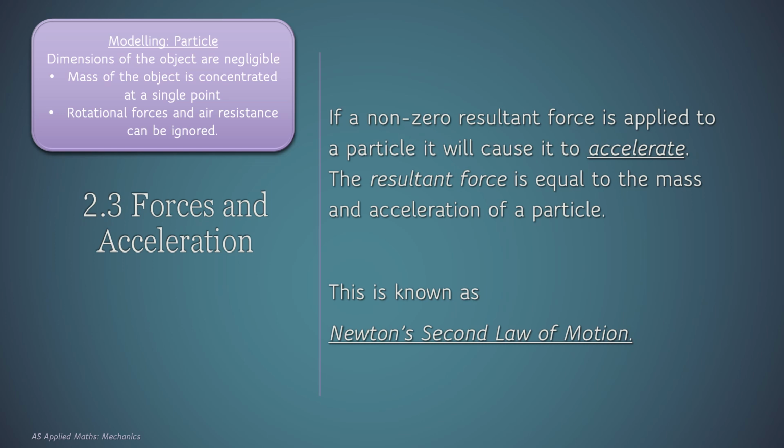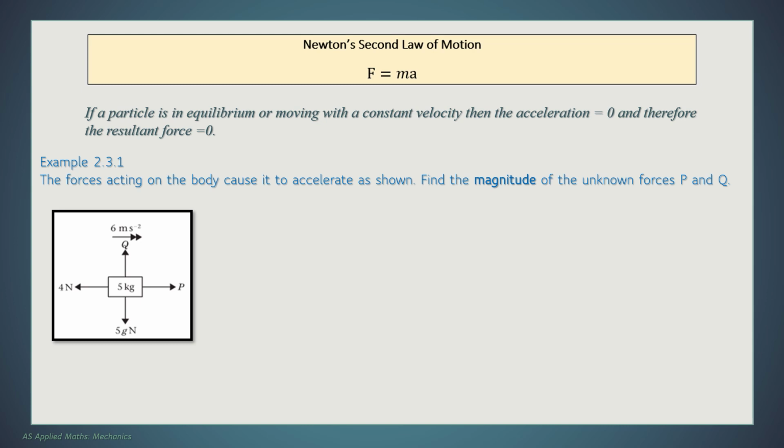So, forces and acceleration, we're looking at Newton's second law of motion, which is if a non-zero resultant force is applied to a particle, it will cause it to accelerate. The resultant force is equal to the mass and the acceleration of a particle. So we're going to be applying that in terms of a formula. We would write it as F equals ma.